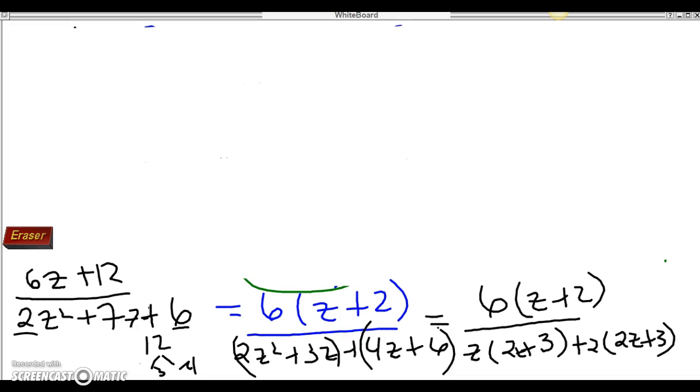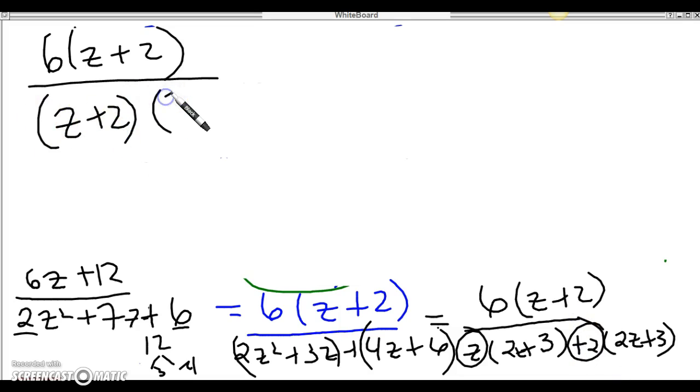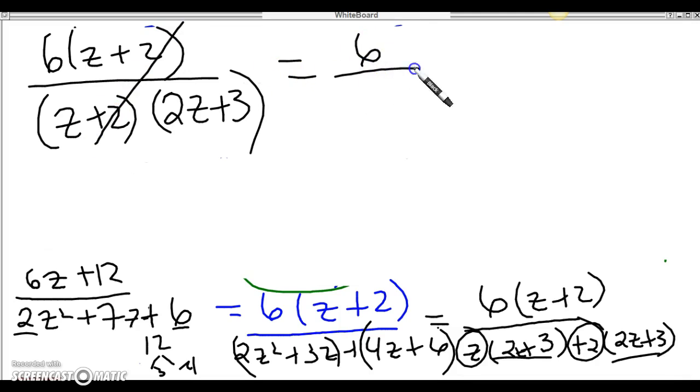Okay, I apologize for that. And so I get 6 times z plus 2 over the denominator. And I pull out a z and a plus 2, so I have z plus 2. And I have a 2z plus 3, which is a like factor. And as you can see, those cross out, and I'm left with 6 over 2z plus 3.